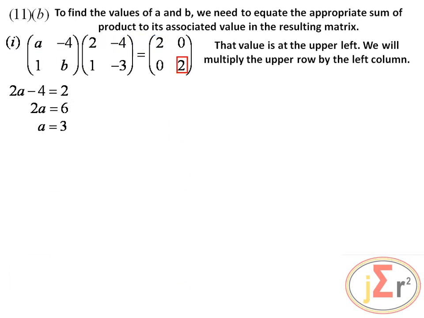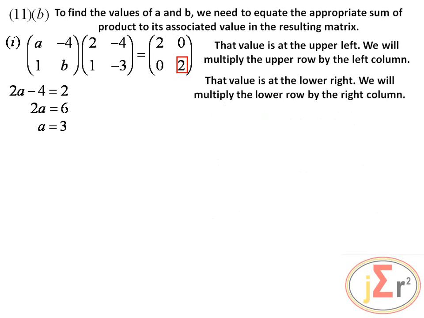Do the same there. We have that one located at the lower right, so the value is at the lower right. We will multiply the lower row by the right column. 1 with negative 4 gives a negative 4. B with negative 3 gives negative 3B, and the result is 2 again.